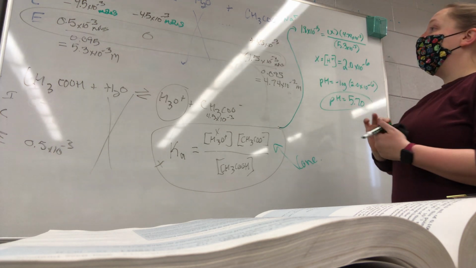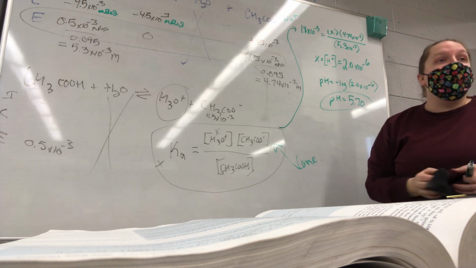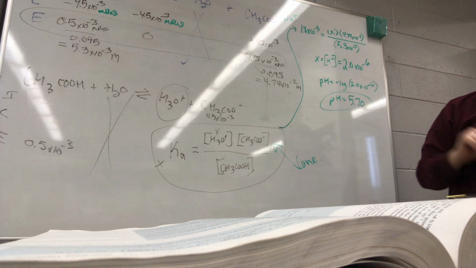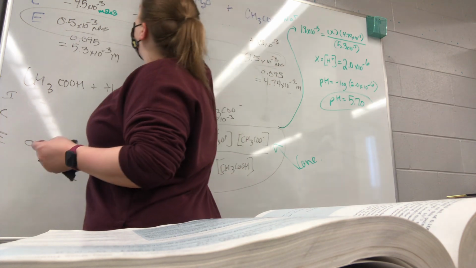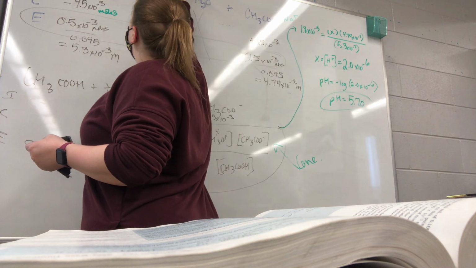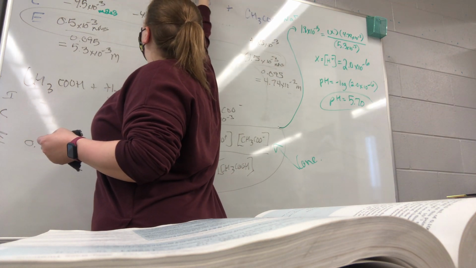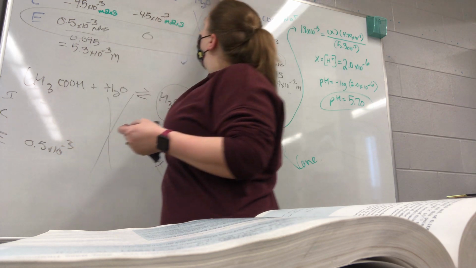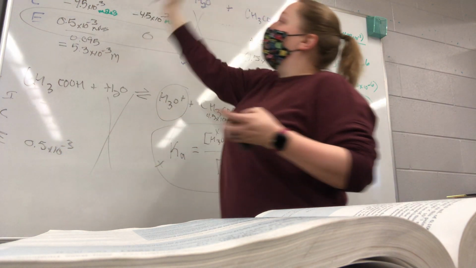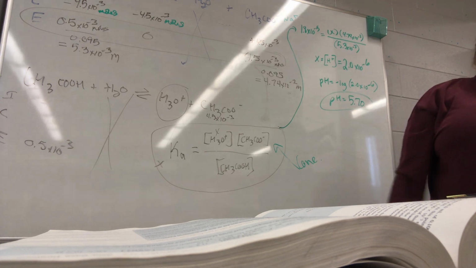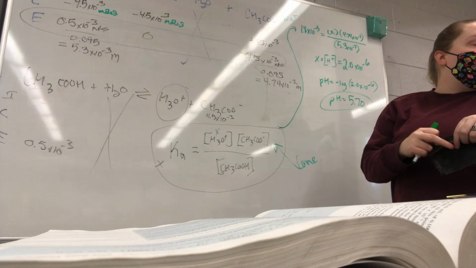Okay? All right, so I am going to adjust the problem. The problem we are going to do is 52 milliliters of the 0.100 molar NaOH added to the original 50 milliliters of the weak acid.